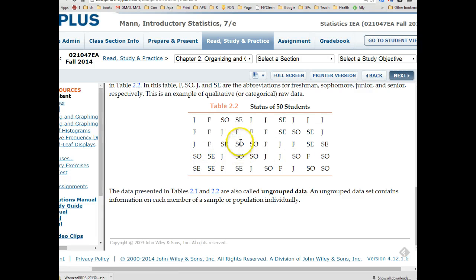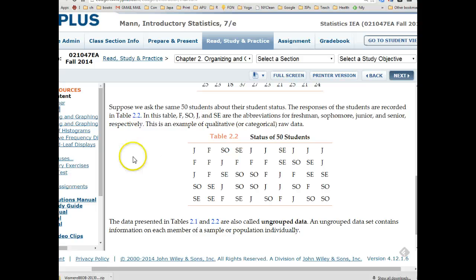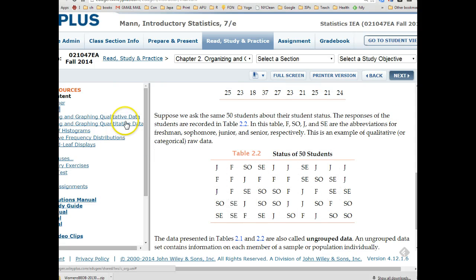Later we could say, how many juniors are there, right? We could count that up. That would be like grouping it into juniors, sophomores, seniors, and freshmen, right? But right now it's not grouped at all. Okay, all right, let's go on to the next one.